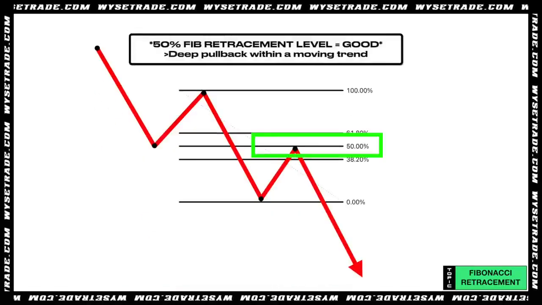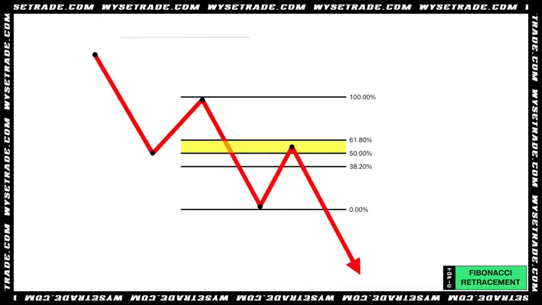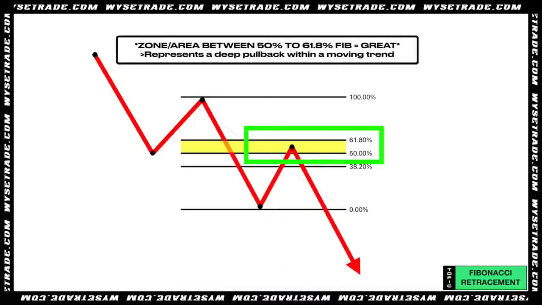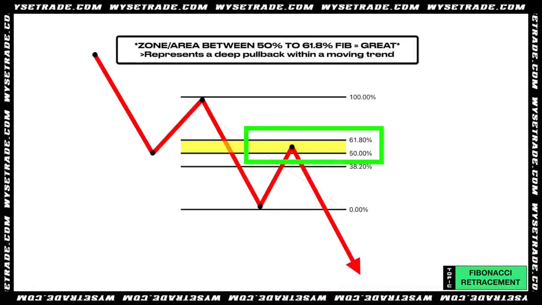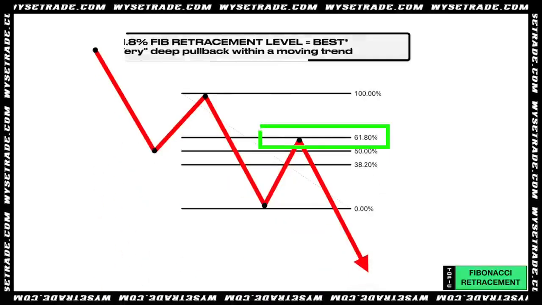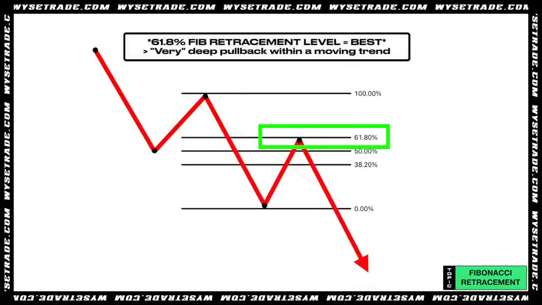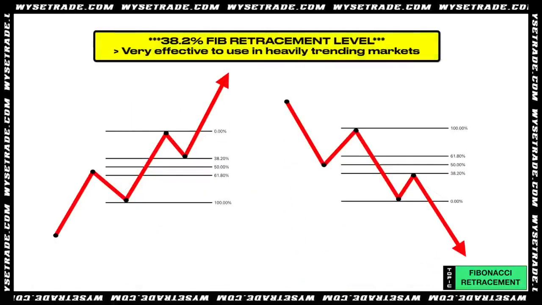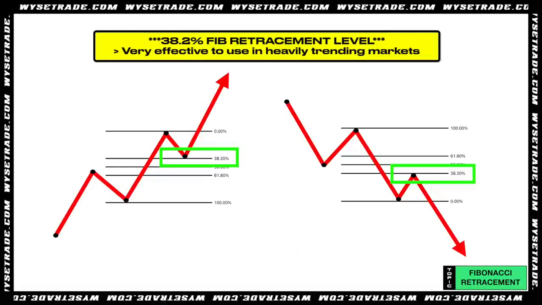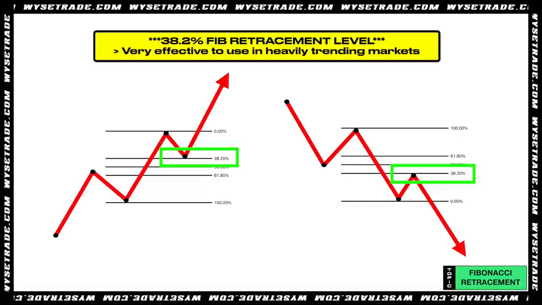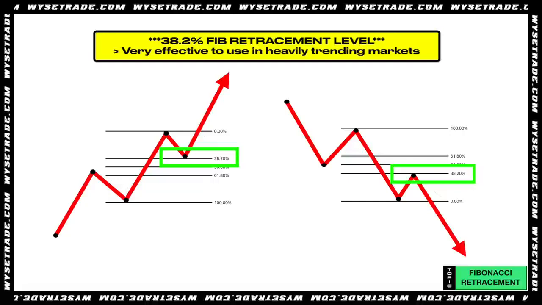In the opposite direction, in a downtrend, the same thing. 50% Fibonacci is good. The zone and area between 50% Fib and 61.8% Fib is great. And 61.8% Fibonacci is best. Now there's also the 38.2% Fibonacci level, which is very effective to use in a very specific use case, which we'll discuss later in this video.